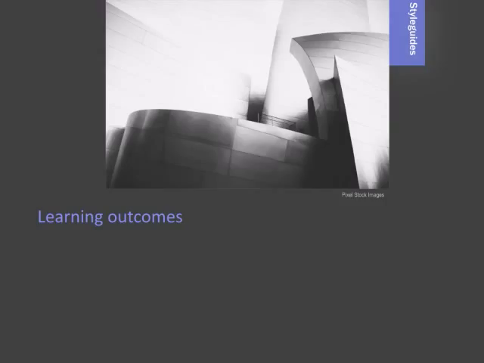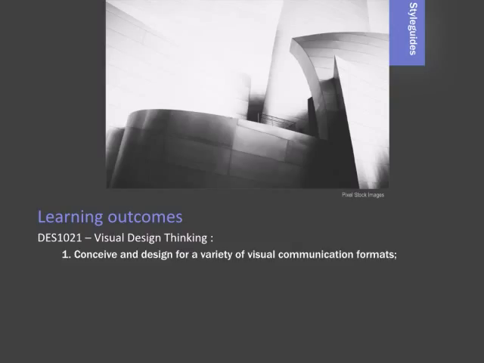I've had a look at the University of Newcastle's website. The first 2 subjects are the Bachelor of Visual Communication Design, and the learning outcomes for visual design thinking are ones that are aligned with what I would be looking at in giving students a style guide design brief that is housed within a larger project. For the learning outcomes, 1. Conceive and design for a variety of visual communication formats.